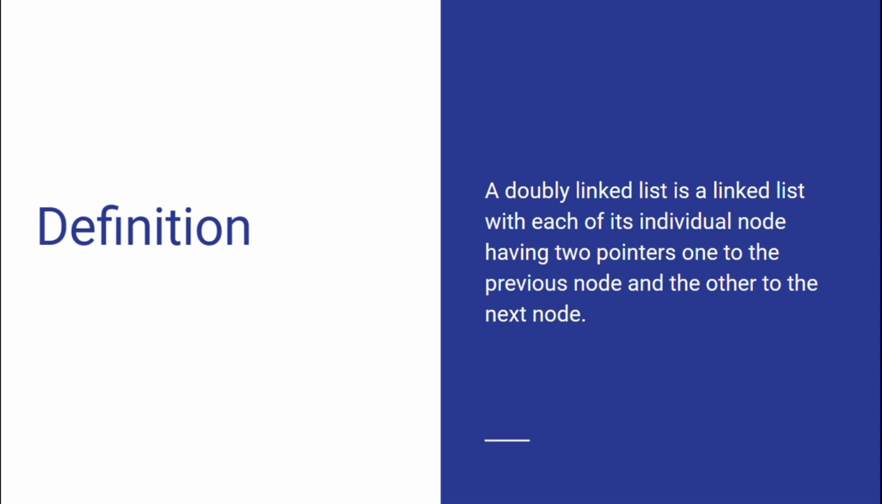So the definition of a doubly linked list. A doubly linked list is a linked list with each of its individual nodes having two pointers, one to the previous node and one to the next node. So if you couldn't grab this definition, in the next slide I'm going to show a visual depiction of this data structure to help you understand better.